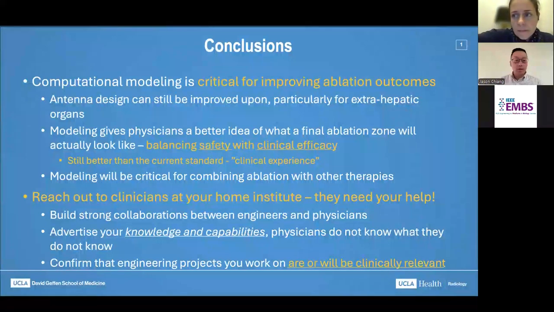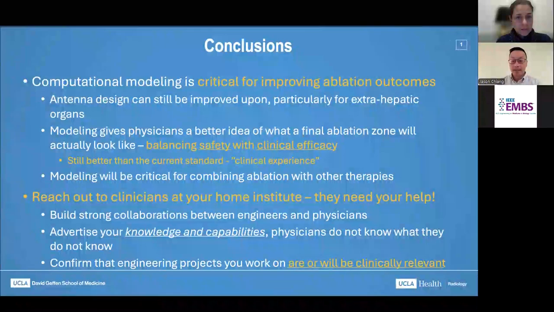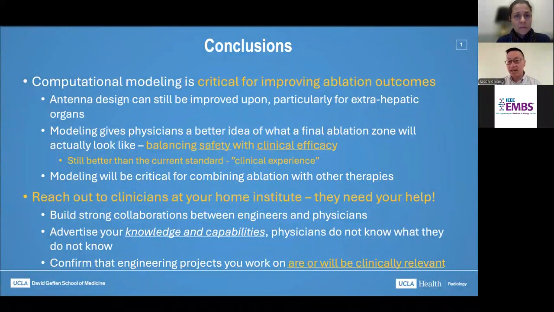So just in conclusion, computational modeling is super helpful, critical for improving ablation outcomes. There's a lot of things we can still do with antenna designs. A lot of antenna companies out there. Ablation is a very common form of therapy we have today. It is considered curative in many cases, and so this is something worth working on. Modeling can give physicians a better idea of what the final ablation zone will look like.